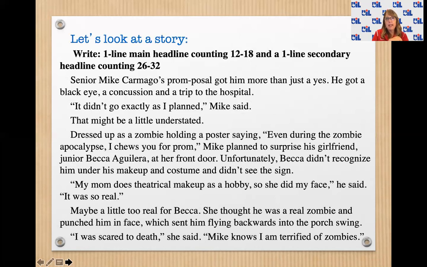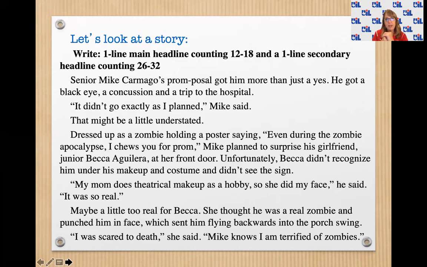All right, here's another one. One-line main headline counting 12 to 18 and a one-line secondary counting 26 to 32. Very similar to the last one, if not exactly the same. Senior Mike Carmagos, I guess that's how I make up these names, yet I cannot pronounce them. Go figure. Senior Mike Carmago's prom proposal got him more than a yes. He got a black eye, concussion, and a trip to the hospital. It didn't go exactly as I had planned, Mike said. That might be a little understated.